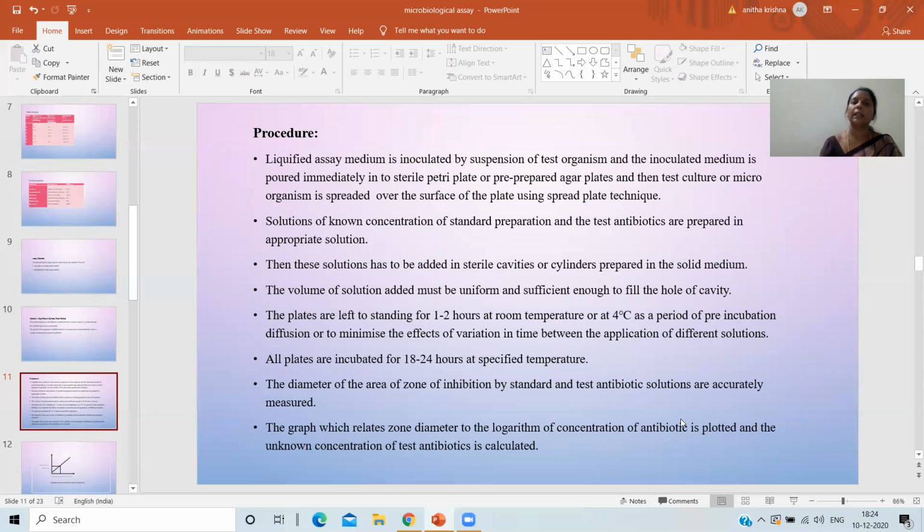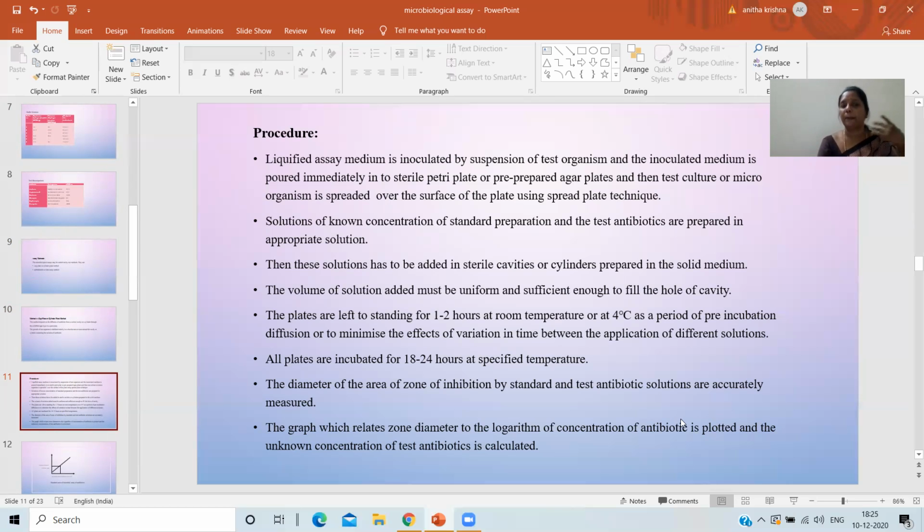Then these solutions are added into the cavities or pits or wells, whatever you have dug in the solid agar medium. And you have to note that when you're filling the cavities, first, the cavities have to be completely filled, and the quantity you're adding should be uniform. Like, you shouldn't add 1 ml of the standard and 2 ml of the test. When you're filling the pits, both have to be filled with uniform quantity. At the same time, the quantity should be sufficient to fill the pit completely.